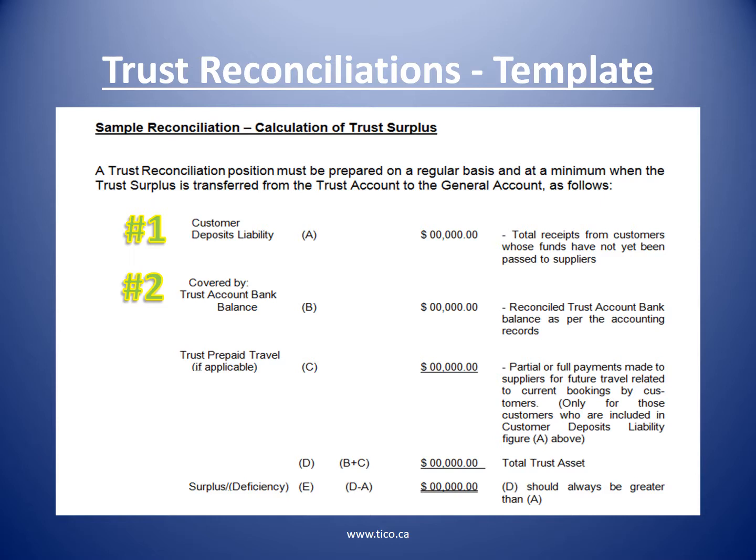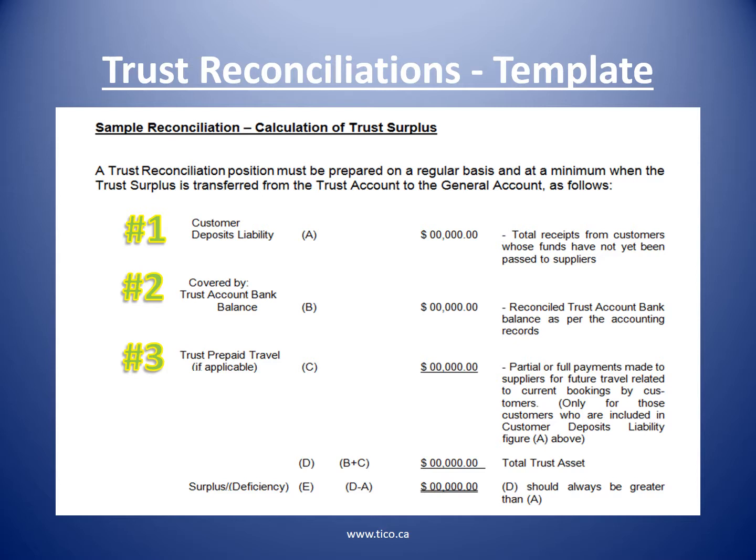The third key component is the trust prepaid travel balance, which represents prepayments made to travel suppliers for future travel only for those customer bookings included in the customer deposits liability balance. Any balance reflected as prepaid travel must be supported by a listing of what makes up this balance by supplier name, invoice number, and payment date. The prepaid travel balance must never exceed the customer deposits liability balance for a specific customer booking.